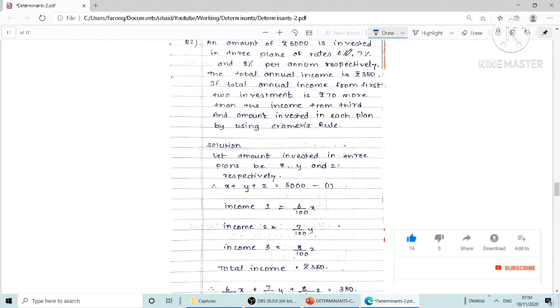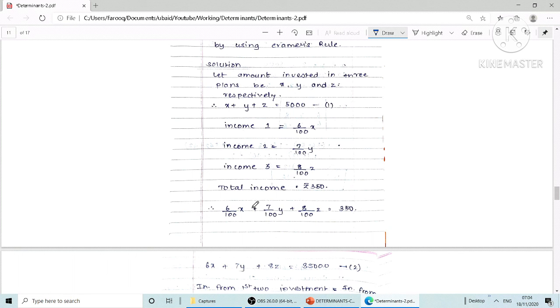Then in income, I have converted this percentage into fraction form. What I have got is 6 upon 100 x. In a similar way, 7% is 7 upon 100 y, 8% is 8 upon 100 z, and the total income is 350. Then we have got the second equation also: 6 upon 100 x plus 7 upon 100 y plus 8 upon 100 z equals 350.